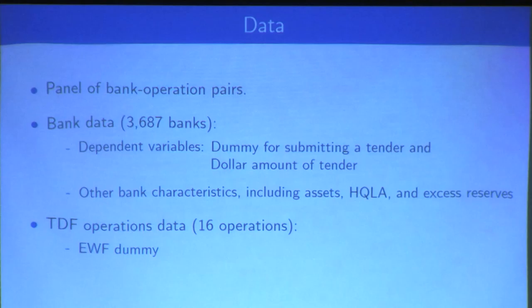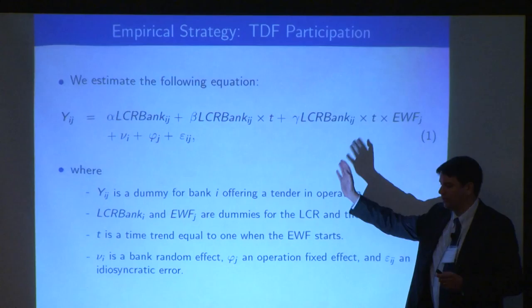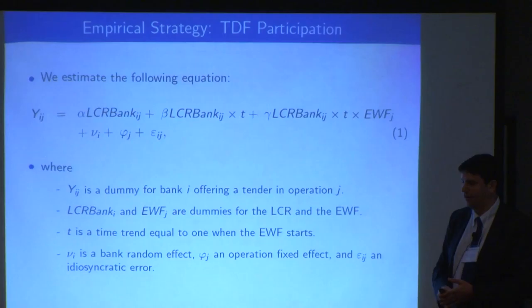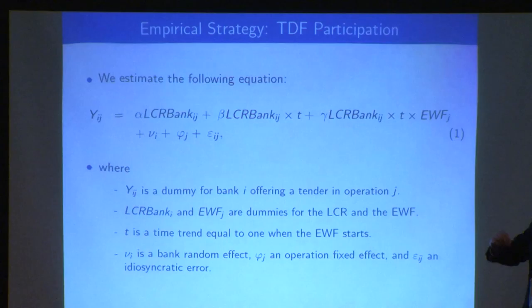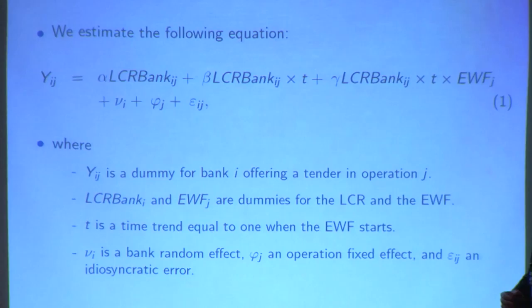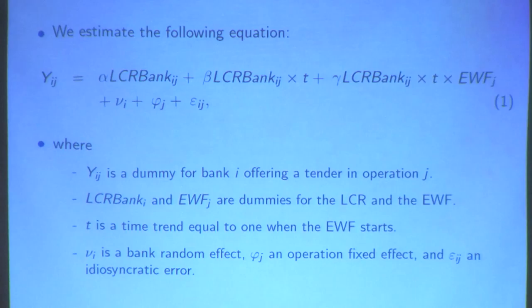We have lots of bank characteristics and we have the data from TDF operations. The main variable again is whether we have an early withdrawal feature in the operation. So this is the equation that we're going to estimate. This is something very simple and very similar to the figures that I showed you. So we have one term here that measures the level of LCR banks compared with non-LCR banks, the trend of LCR banks compared with non-LCR banks, and we have this term here, which is what we're interested in, the change in the trend once the early withdrawal feature is introduced. And so the parameter that we are interested in is this gamma here.